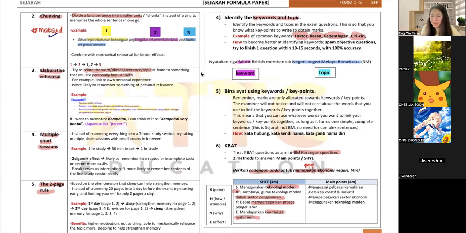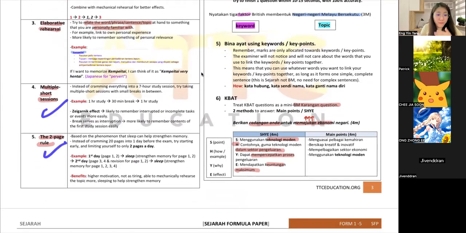For example, this is a Form 4 Sejarah context. The meaning of Kempetai, you can just remember Kempetai as very hentai, very pervert, 变态. You can just memorize it like this. You can try your best to relate it to anime, anything, as long as it helps you to memorize.